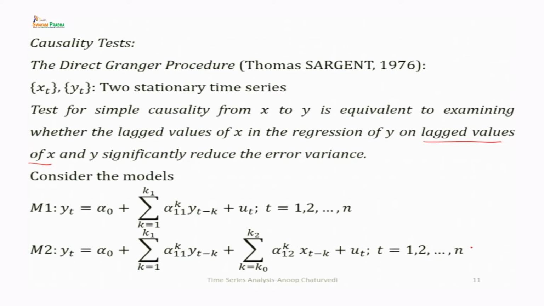So, for testing whether x Granger causes y or not, you have to test the hypothesis whether these coefficients alpha 1 2 k for all values of k are significant or not.